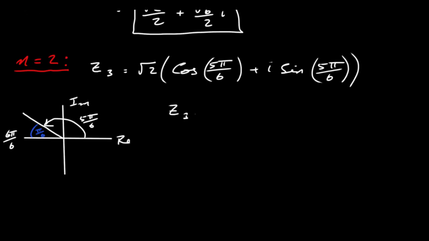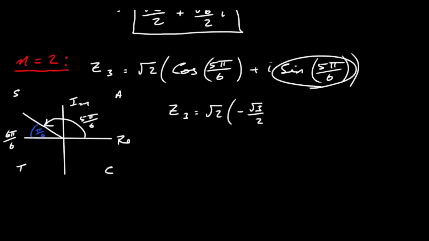So let's work out our cos and sine. Z3 is going to be equal to the square root of 2 times the cosine of 5 pi over 6, which is the same as the cosine of our reference angle, pi over 6. The cosine of pi over 6 is root 3 over 2. Remember, we're in the second quadrant, where sine is positive, and cosine is negative. So it's not root 3 over 2, it's minus root 3 over 2.